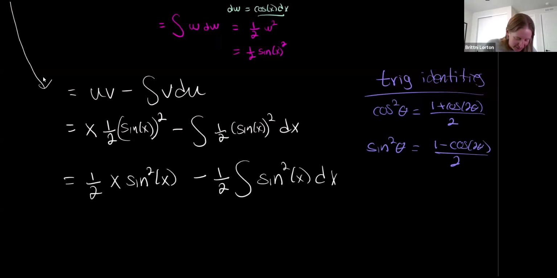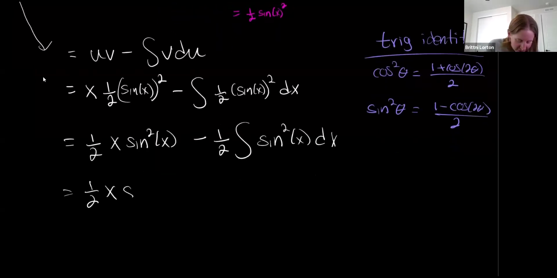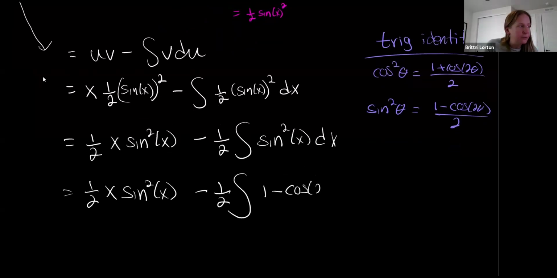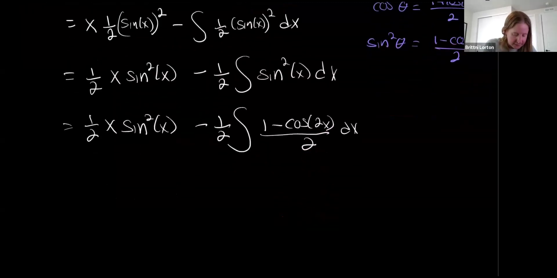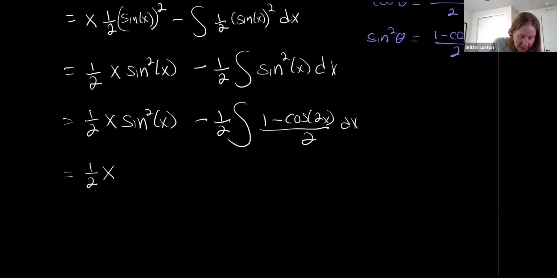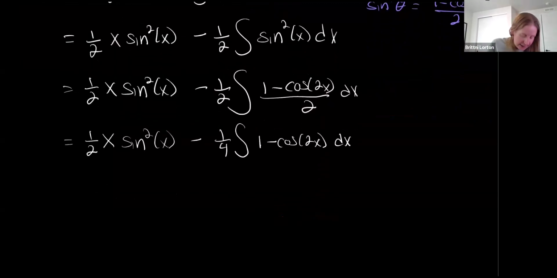So let's do this. This is going to become 1/2 x times sine squared of x minus 1/2 times the integral of 1 minus cosine of 2x. I'm just simplifying that, sorry, over 2. Instead of a theta, I had an x, but I just used that trig identity. Don't forget your differential. This is going to simplify even farther. 1/2 x sine squared of x minus 1/4, because I can take the constant multiples outside the integral. And then I can do the integral.